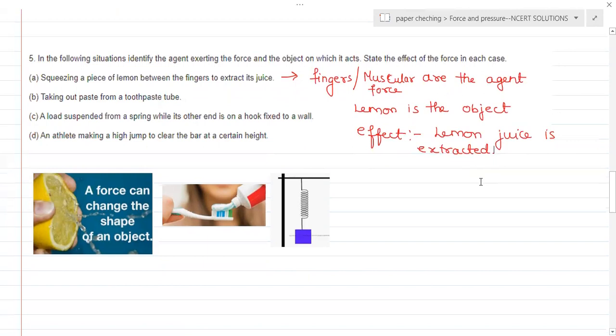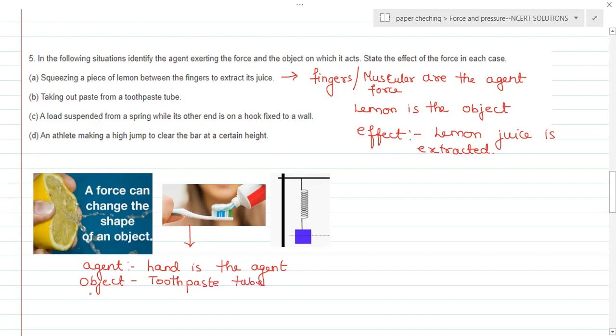Right. Now, the second question is asking, taking out paste from a toothpaste tube. Again, you are applying muscular force. Hand is the agent. So here you can write, who is the agent? So agent, hand, is the agent. Then after agent, what is the object here? Toothpaste. So object, toothpaste. Or we can write toothpaste tube. What is the effect as asked in the question? The effect is toothpaste comes out of the tube.